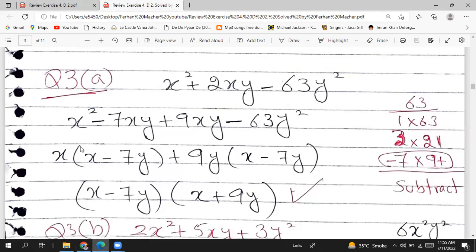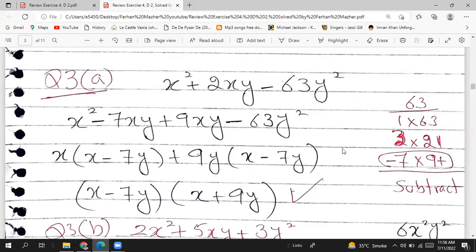From the first two terms, you can see x is common. Take that x common: x squared divided by x, you are left with x; minus 7xy divided by x, you are left with minus 7y. Close the bracket, plus. In the last two terms, 9 and y are common. Divide 9xy by 9y, you get x, and divide minus 63y squared by 9y, you are left with minus 7y in that bracket.